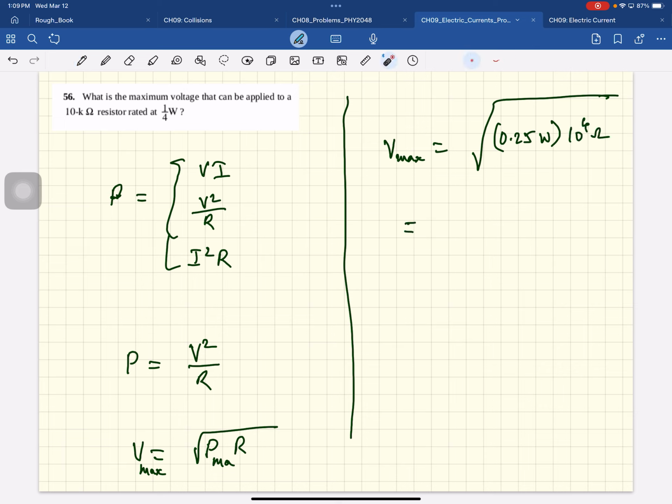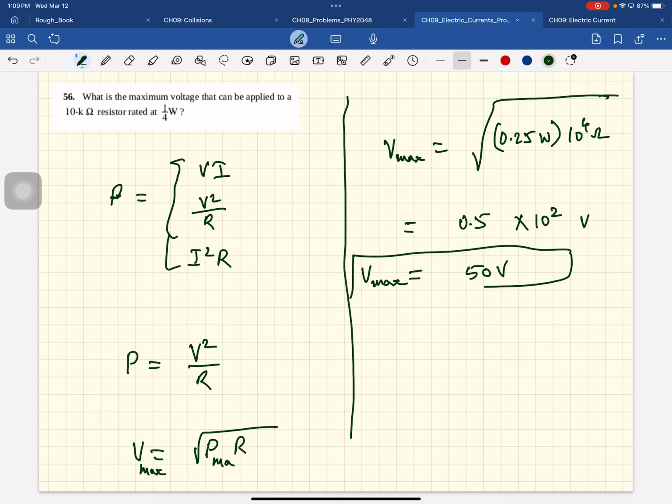And square root of watts times ohms is volts. So you get 0.5 into 10 to the 2 volts, 50 volts. So the maximum voltage you can apply to that resistor is 50 volts. You apply 51 volts, the current is too large and it'll burn, okay?